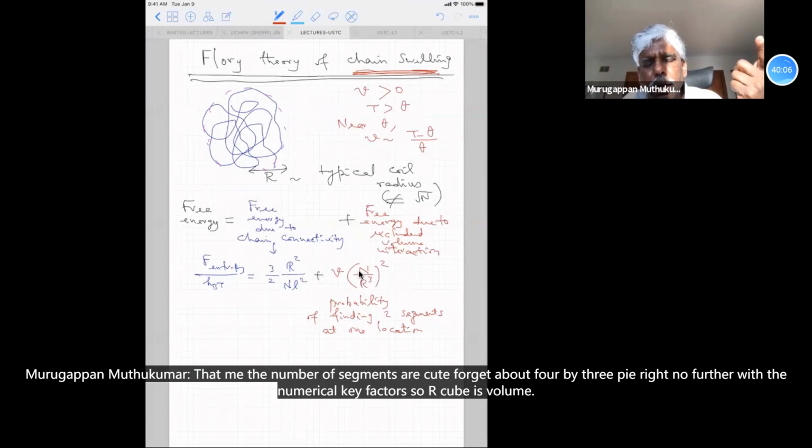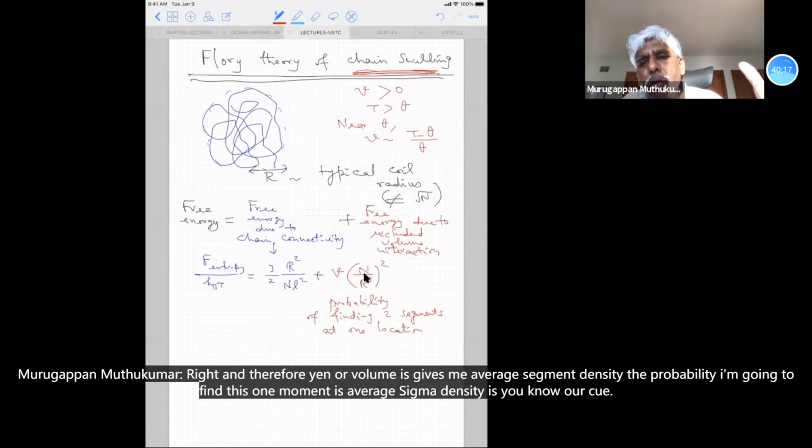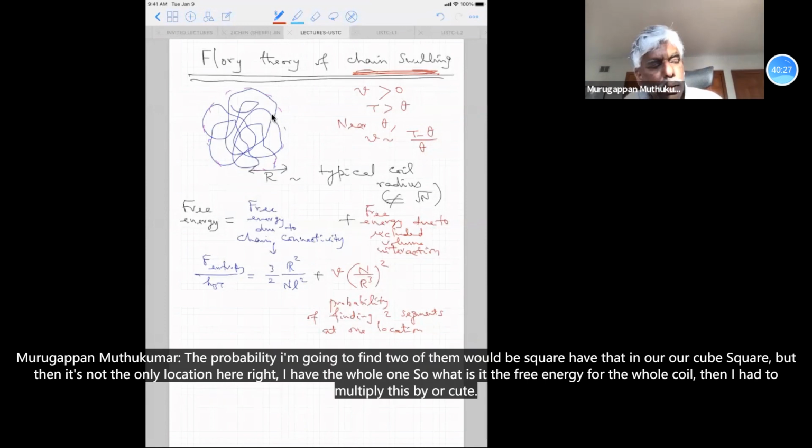N is the number of segments, R cubed, forget about 4 by 3 pi. No, forget about the numerical factors. So R cubed is volume, right? Therefore, N over volume gives me the average segment density. The probability I'm going to find one monomer is the average segment density, N over R cubed. The probability I'm going to find two of them would be the square of that, N over R cubed squared.